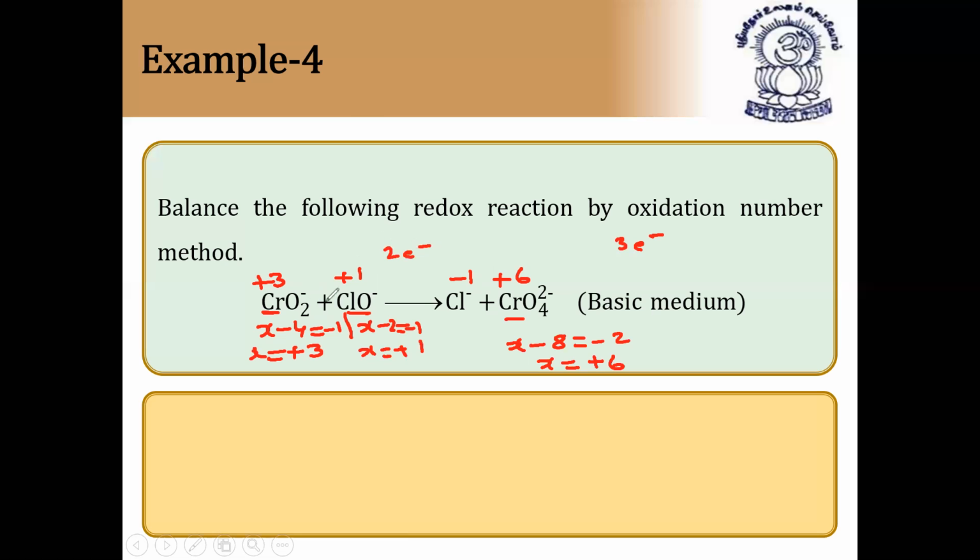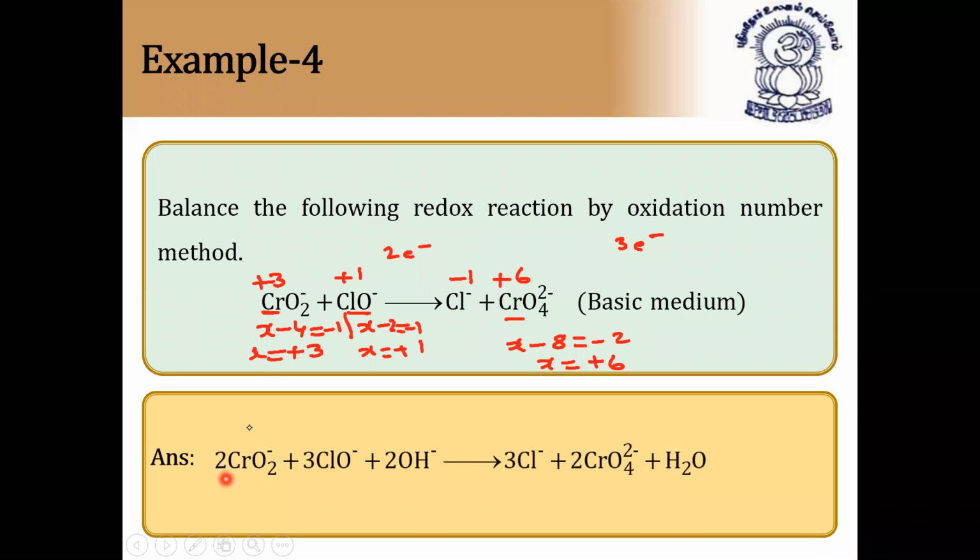So we have to multiply this with 2, and this with 3. Definitely. So you'll get 2CrO2 minus, 3Cl minus, 3ClO minus. And oxygens, how many oxygens here? 2, and here it is 4. So 2H2O, 2OH minus. So I hope it is clear. Let us see the answer now.